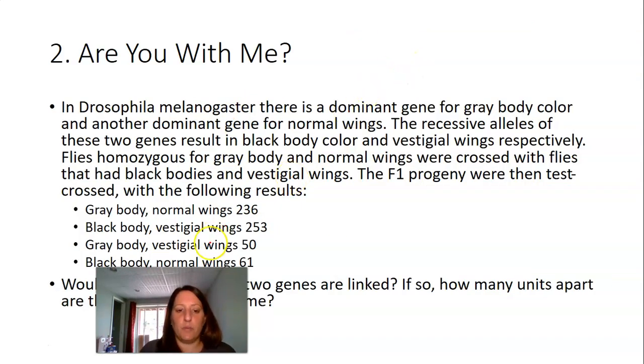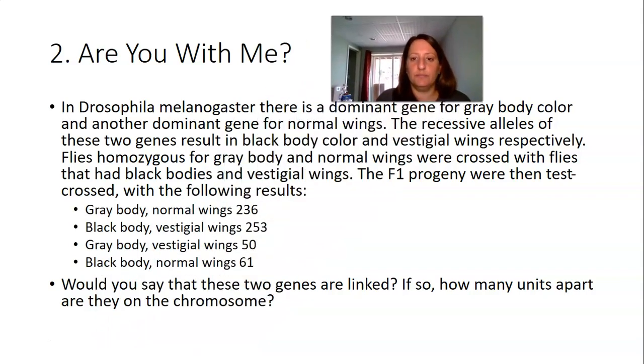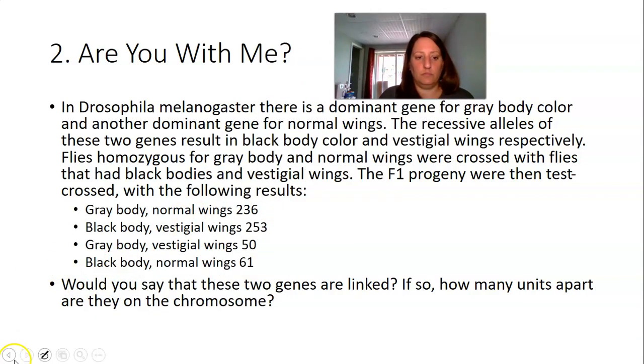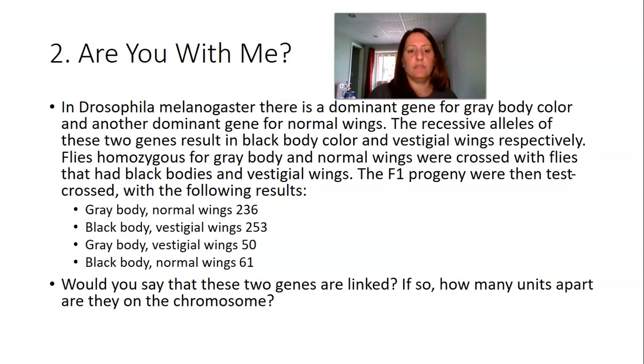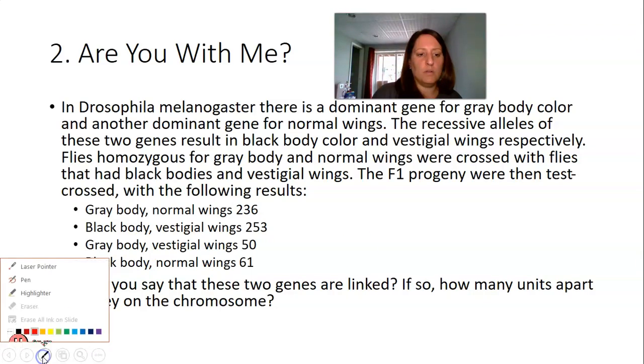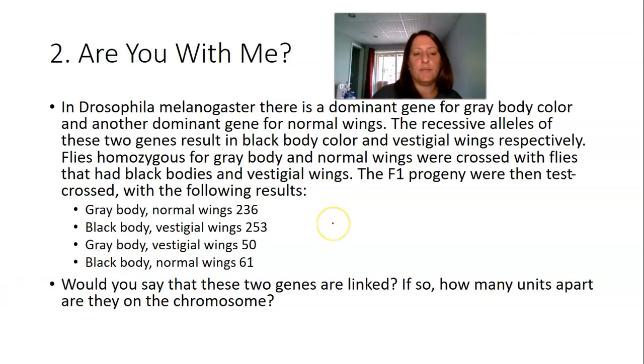Okay, so the next question is a long one. On this one, I'm going to read it with us, and then I've got a blank page here, maybe, so that we can do our work on this one. Let's read it. We've got Drosophila melanogaster, that should be italicized too, that's a scientific name. Fruit fly. That's what we're talking about.